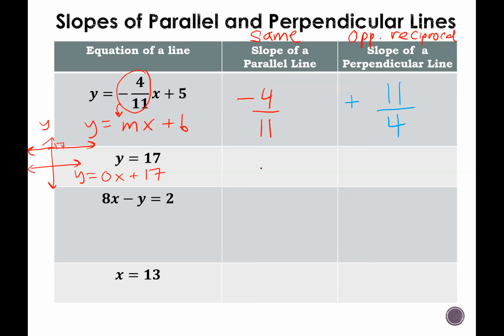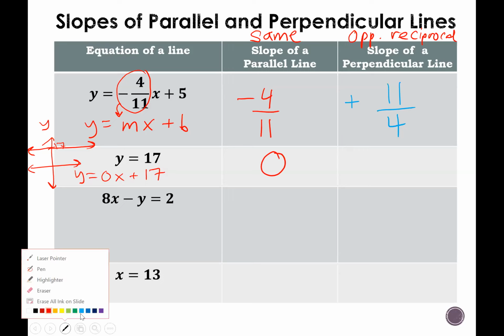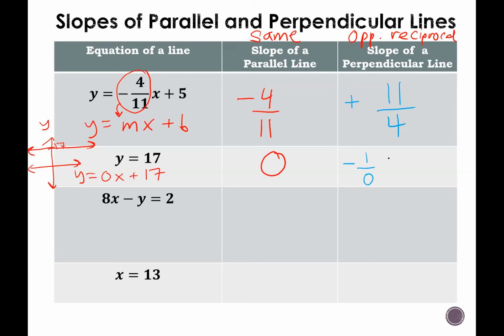Therefore, the slope of a parallel line is also 0. But when we get to the slope of a perpendicular line, it doesn't quite make sense to take the opposite reciprocal of 0. And if we try to do that, I guess if we imagine the 0 being over 1, it would then be negative 1 over 0. That's not really a number. Anything over 0 is actually undefined. So the true answer for the slope of a perpendicular line would actually be undefined.